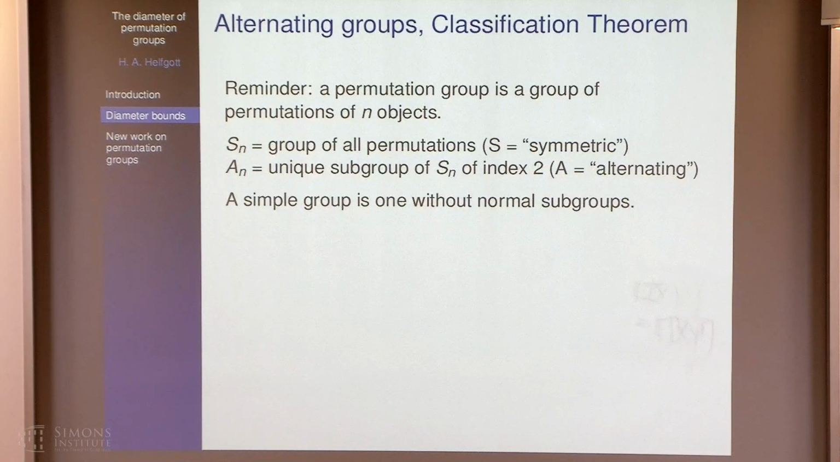Yes, so just a brief reminder, A_n, or Alt(n), means it's half of the group of all permutations. It's the reason why you cannot solve the 15 puzzle: Alt(n) does not equal Sym(n).